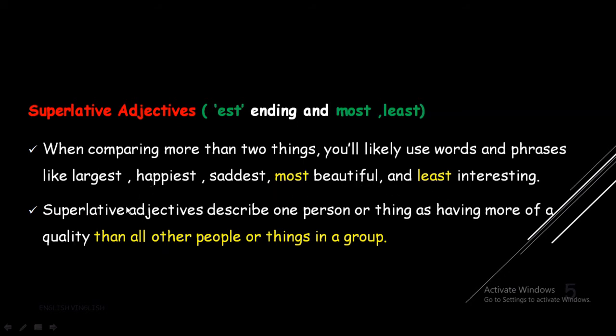We use superlative adjectives to describe a person or a thing as having more of a quality in a group. A person or a thing in a group. We use it to describe a person or a thing having a quality in a group.